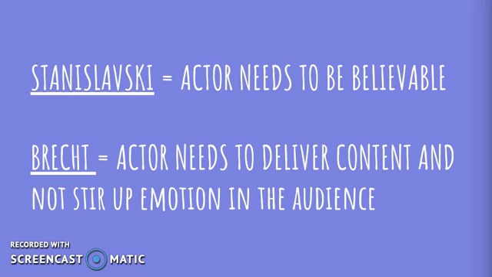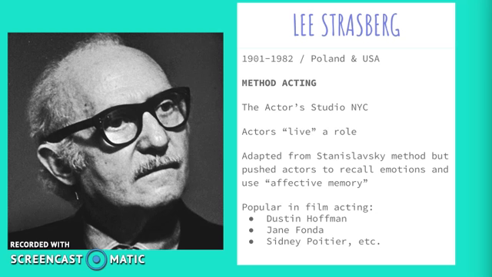Rather, Stanislavski wanted the actor to focus on the character's goals and using emotional recall to get those emotions, while Brecht wanted the emotions to be removed altogether. So Stanislavski, actor needs to be believable, that's the goal, and in Brecht, the actor needs to deliver content and not stir up emotion in the audience. So next we'll move on to Strasberg.